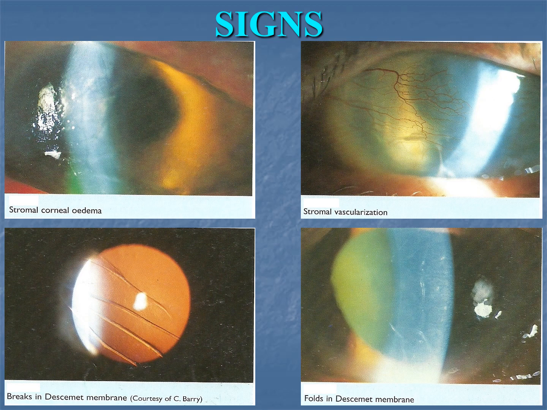In the left hand lower picture, you can appreciate the breaks in Descemet's membrane. These are due to enlargement of the cornea. And in the right lower picture, you can see the folds in Descemet's membrane. They are the signs of ocular hypotony and post-surgical state; as after cataract extraction, you can find the folds in Descemet's membrane.